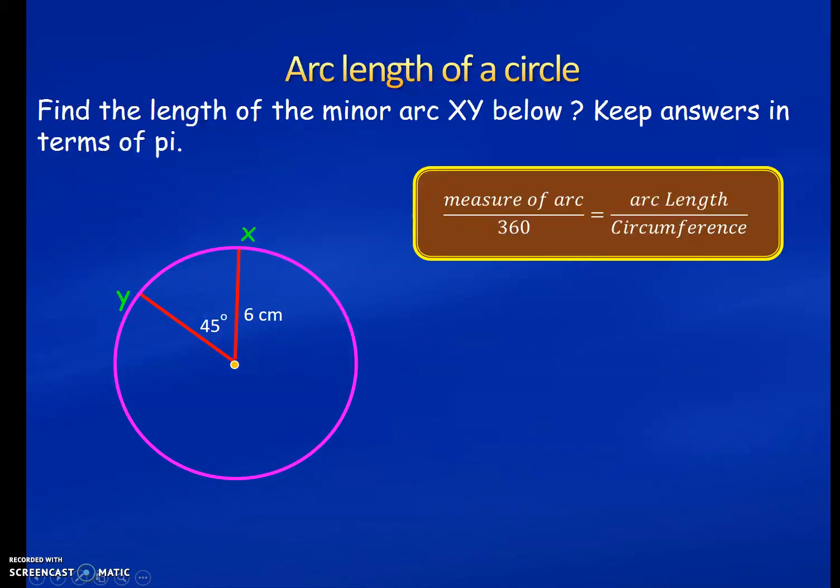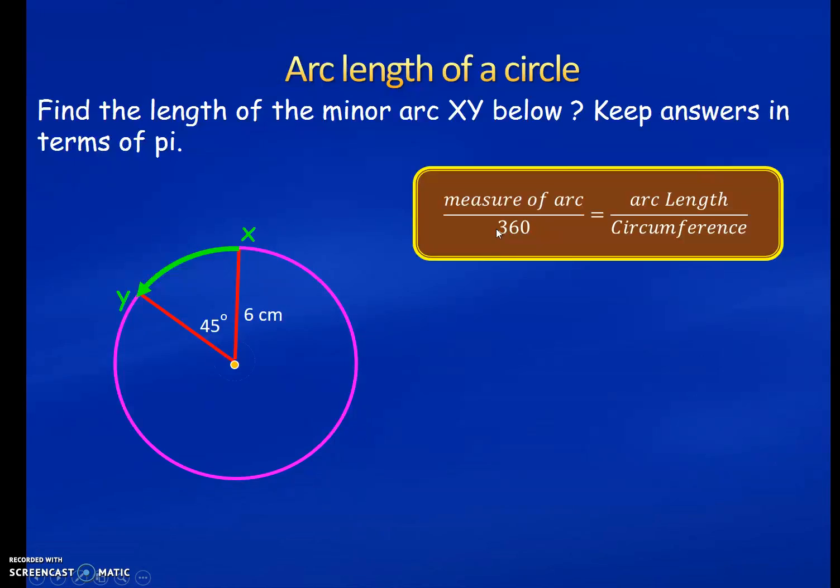I'm going to put this here on the side just so that we can reference it as we go. What we're going to do is find the length of the minor arc XY below, and we're going to keep our answers in terms of pi. So the arc is this guy right here, and we're going to create the proportion that we see here. It's going to be the measure of the arc out of 360. As I can see, the measure of the arc is equal to its central angle. So in this case, it's 45.